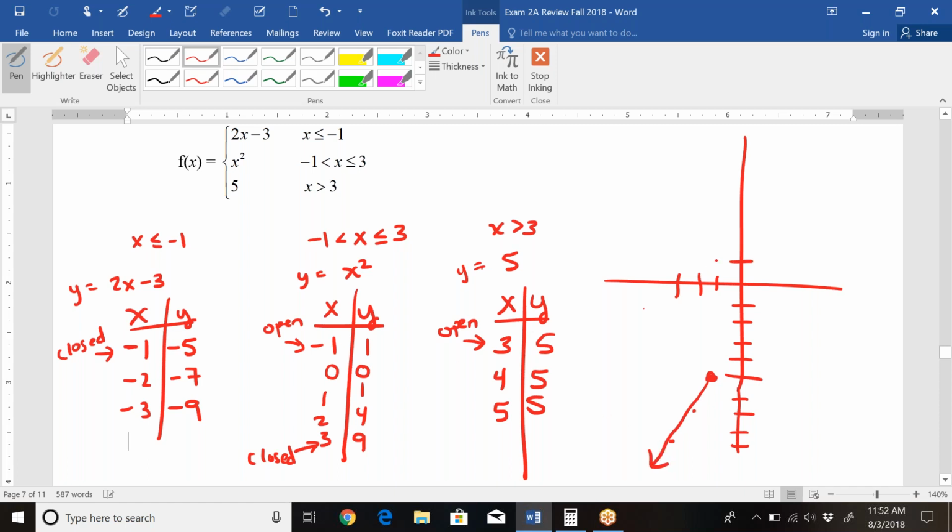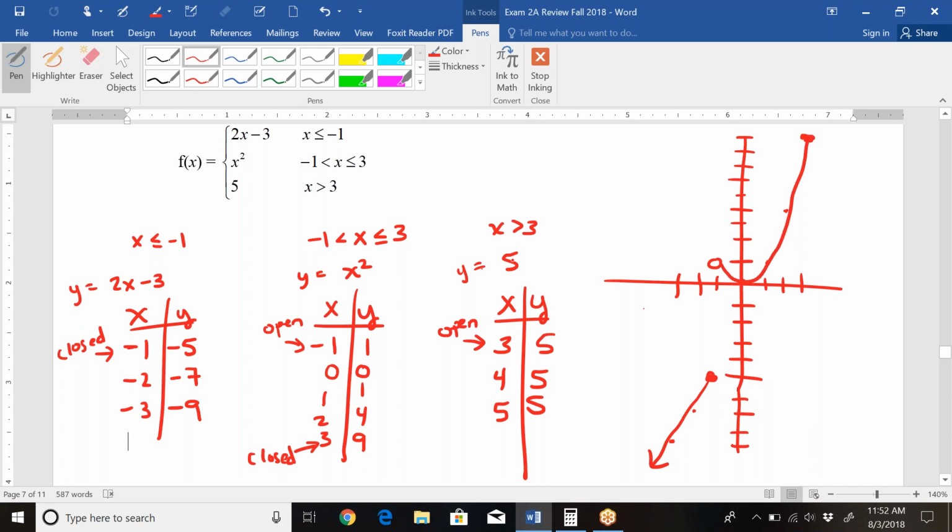(-1, 1) is an open circle. (0, 0) is just a point. (1, 1) is just a point. (2, 4) is a point. (3, 9) is a closed circle, and it is the endpoint. So notice this is part of a parabola.